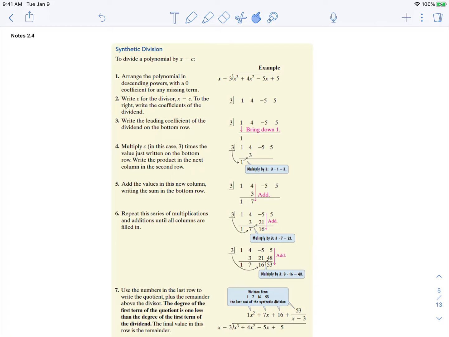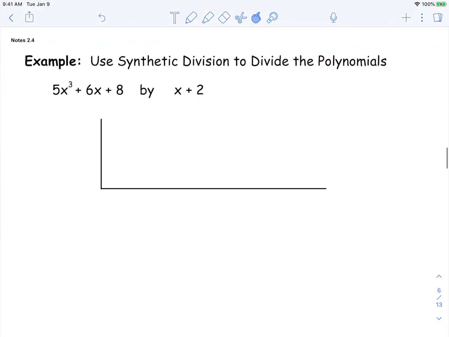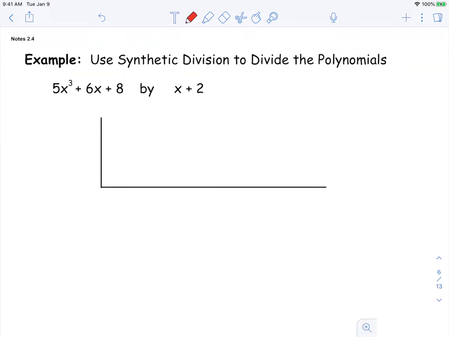All right, this video is on synthetic division, and we've already learned about long division. So if you want to go ahead and pause and read through these 7 steps, what I'm going to do is go ahead and show you how to use those 7 steps.